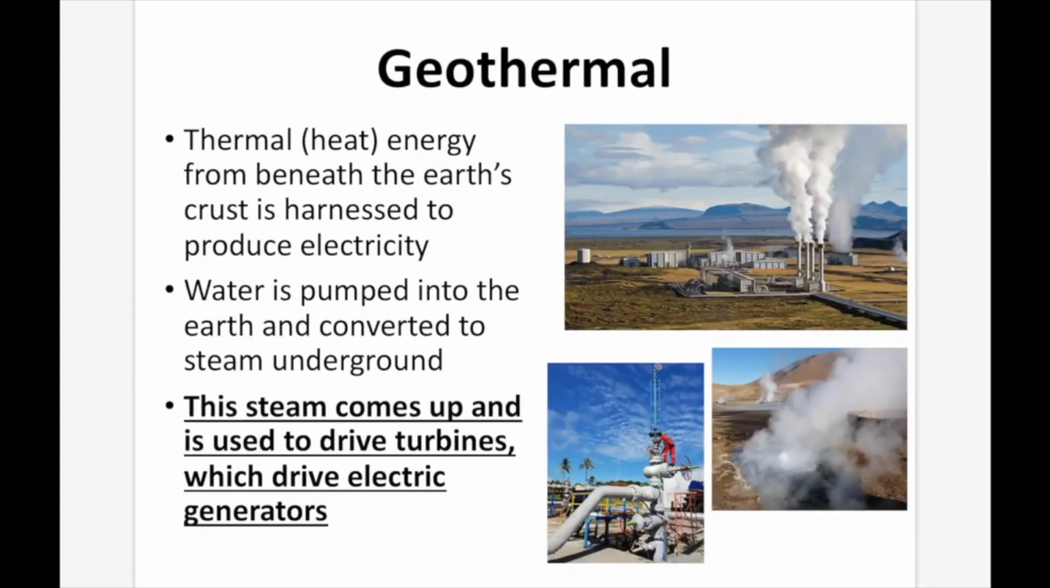Geothermal. Thermal or heat energy from beneath the Earth's crust is harnessed to produce electricity. Water is pumped into the Earth and converted into steam underground, just like we converted the other water to steam using the heat from the fossil fuel reaction and from the nuclear reaction. This steam comes up and is used to drive the turbines, which drive the electric generator.